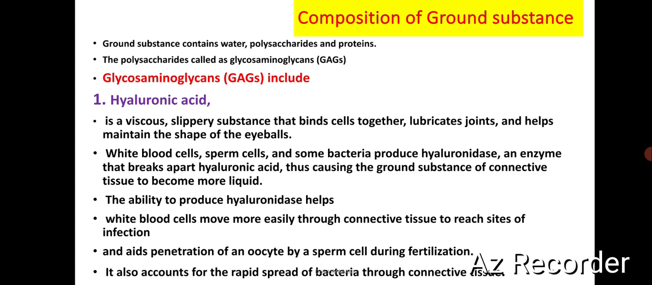the eyeballs. And WBCs, sperm cells and some bacteria produce hyaluronidase, an enzyme that breaks apart hyaluronic acid, thus causing the ground substance of connective tissue to become more liquid. This ability to produce hyaluronidase helps the WBC move more easily through connective tissue to reach the sites of infection, whereas in the oocyte, this aids penetration of the oocyte by the sperm cell during fertilization, and also accounts for the rapid spread of bacteria through connective tissue.